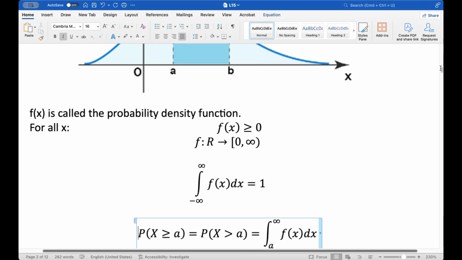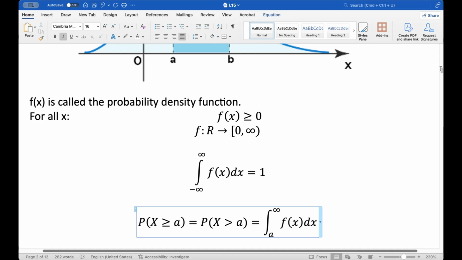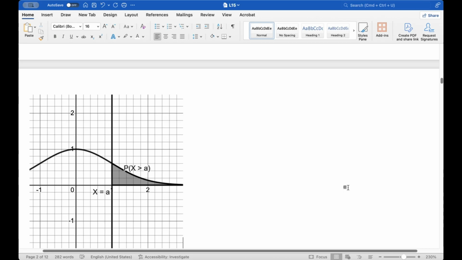The probability that x is greater than or equal to a is the same as probability greater than a. Remember, any one value has probability 0. That probability is the integral from a to infinity of f of x dx. That would be everything to the right of a. Probability that x is greater than a.